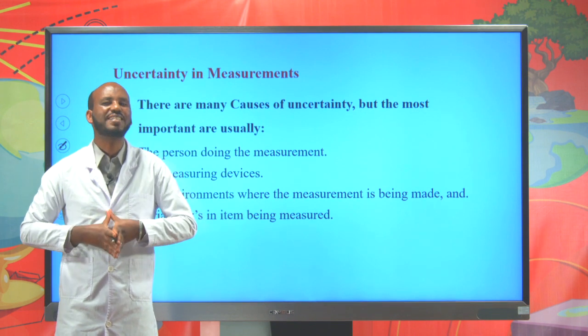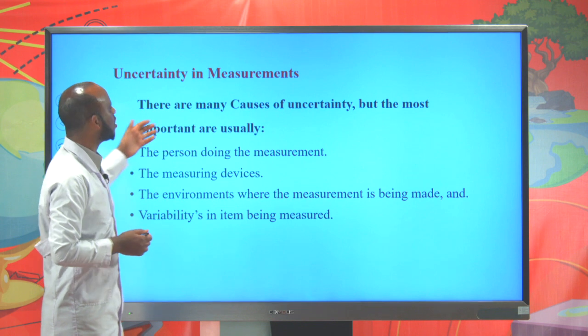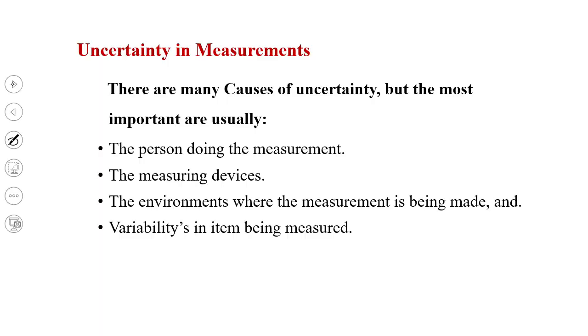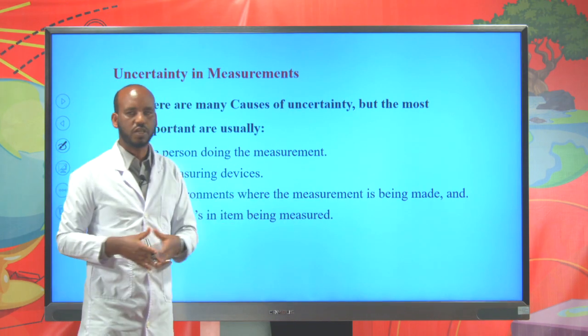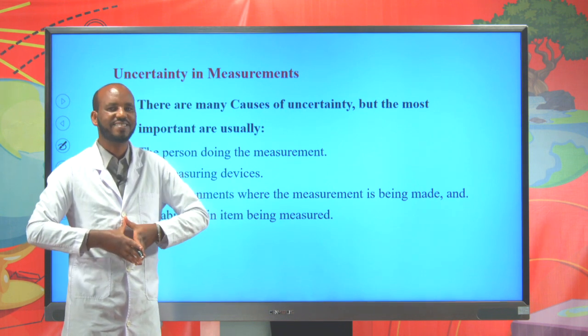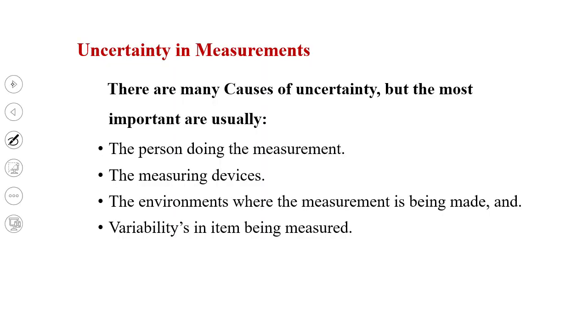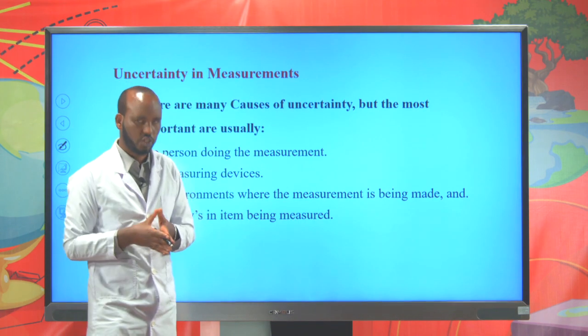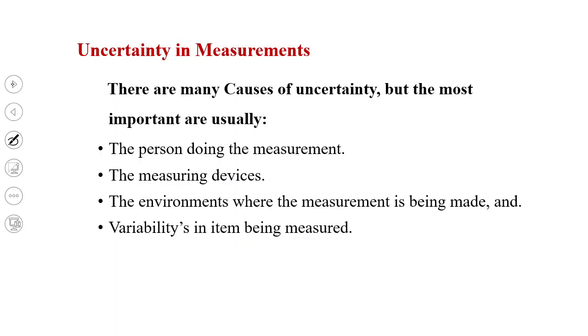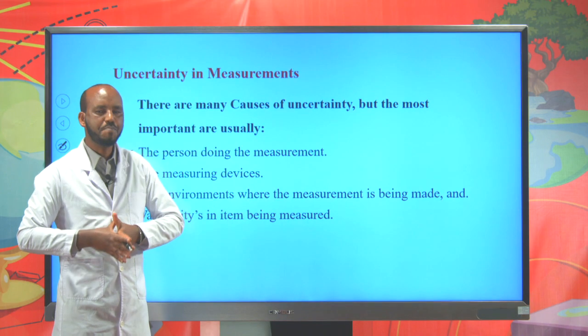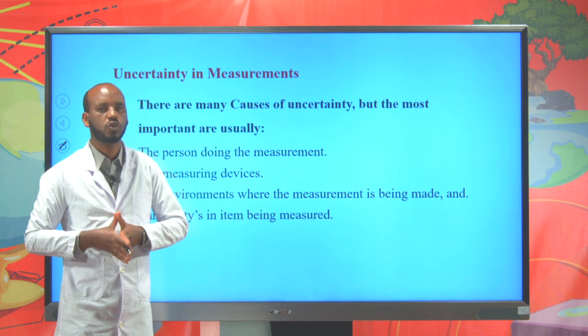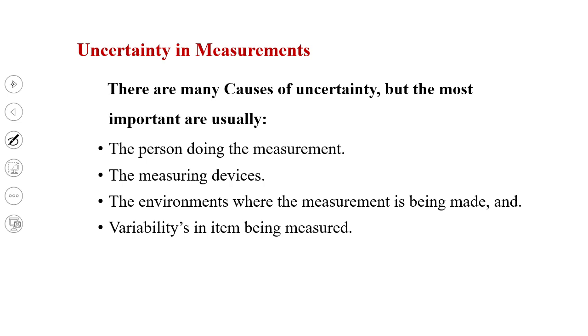Therefore, what are the causes of uncertainty? There are many causes of uncertainty, but the most important are usually: one, the person doing the measurement is one cause of uncertainty. Two, the measuring device itself is a cause of uncertainty in measurement. Three, the environment where the measurement is being made is also a cause of uncertainty. Four, variabilities in the item being measured. These are some causes of uncertainty. Therefore, numbers obtained by measurements are always uncertain. They have some uncertainty.